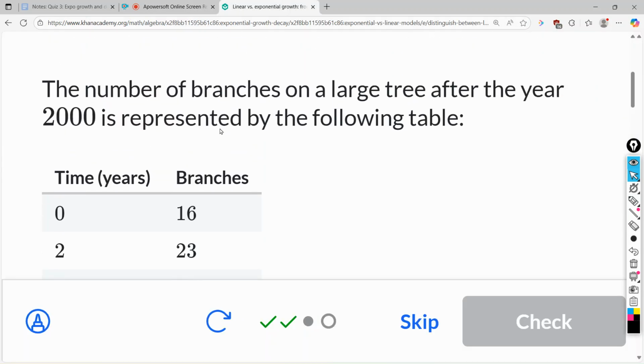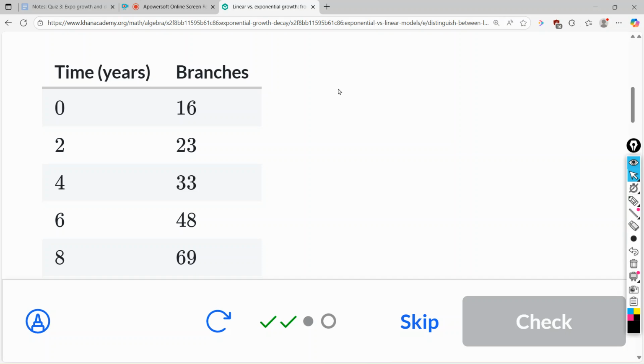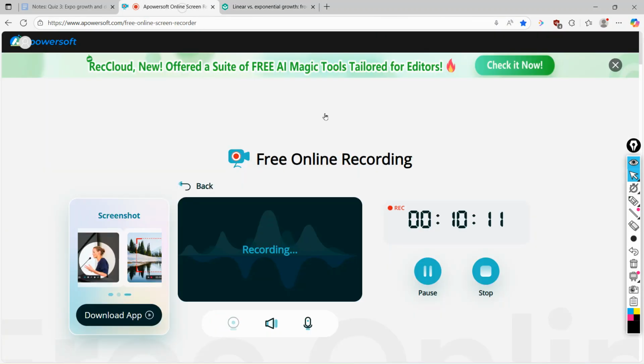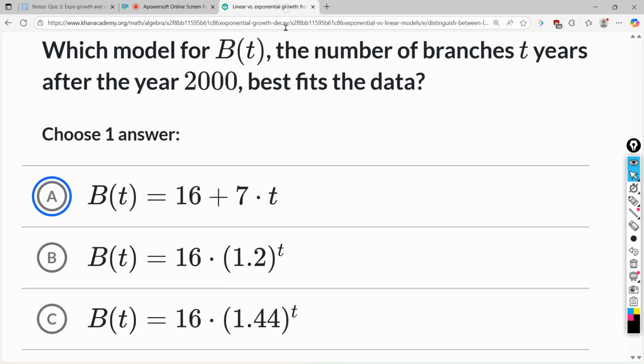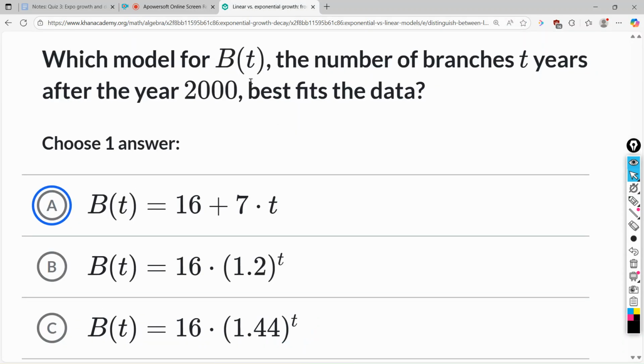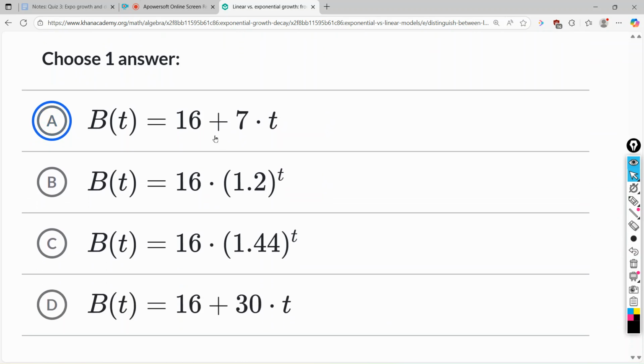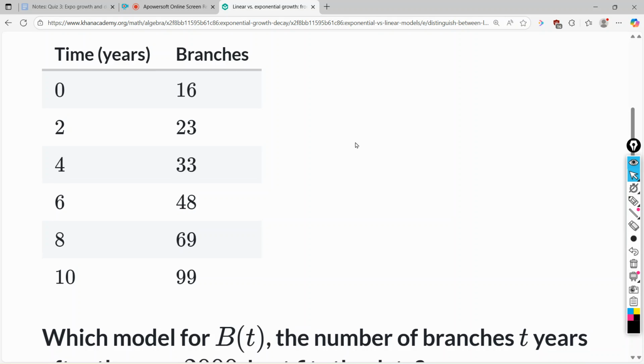All right, last one. Number of branches after the year 2000 is represented by this table here. Which of the following models best fits the data? Okay, once again, some of these are linear, like A and D, and some of these are exponential. So you want to determine which is which first. All right, test to see if it's linear.